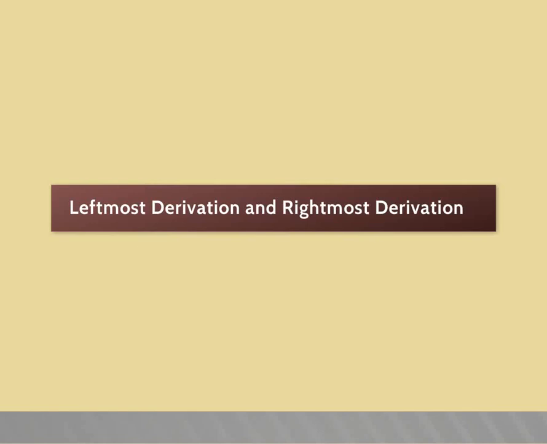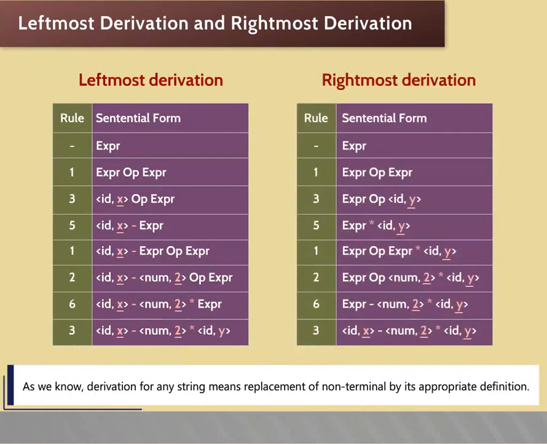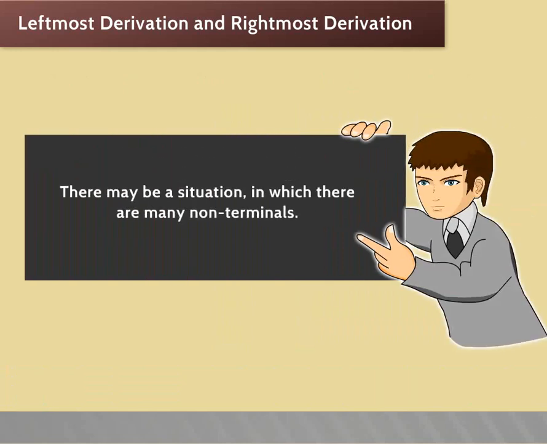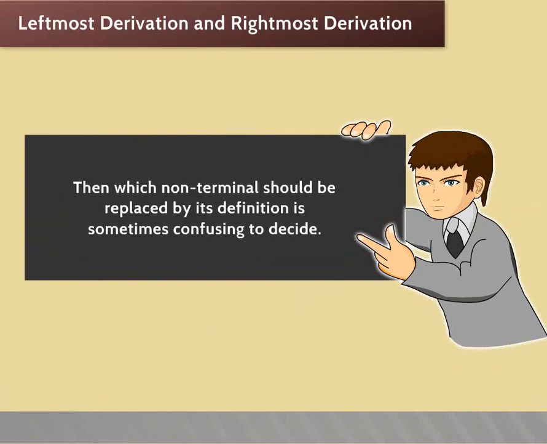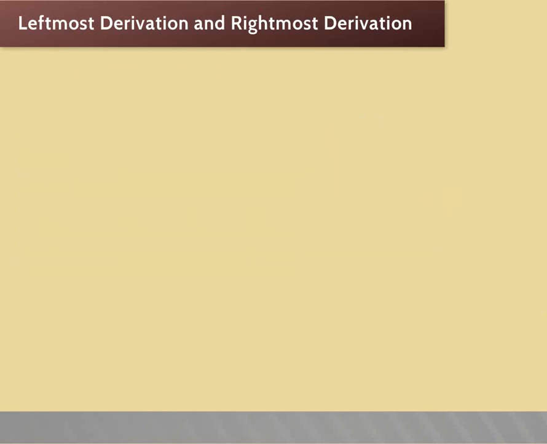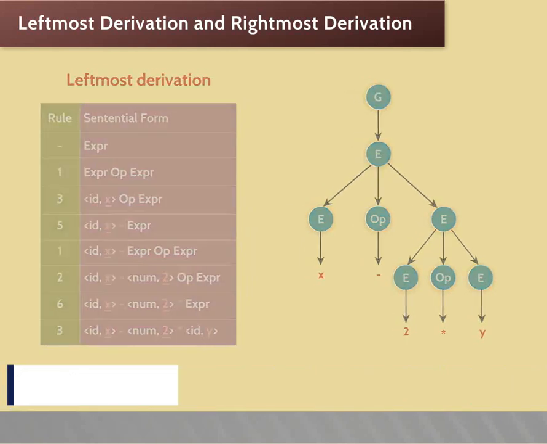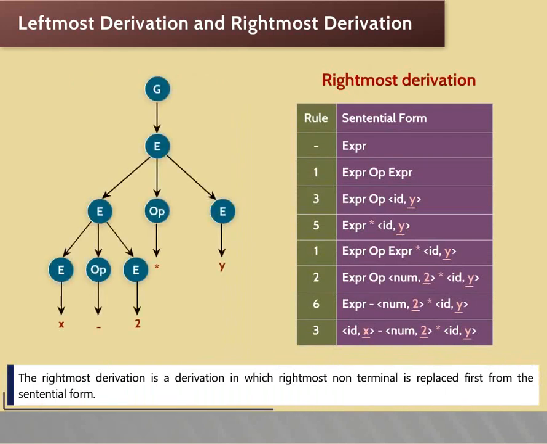Leftmost derivation and rightmost derivation. As we know, derivation for any string means replacement of a non-terminal by its appropriate definition. There may be a situation in which there are many non-terminals. Then which non-terminal should be replaced by its definition is sometimes confusing to decide. Hence, we normally apply two methods of deriving. The leftmost derivation is a derivation in which the leftmost non-terminal is replaced first from the sentential form. The rightmost derivation is the derivation in which the rightmost non-terminal is replaced first from the sentential form.